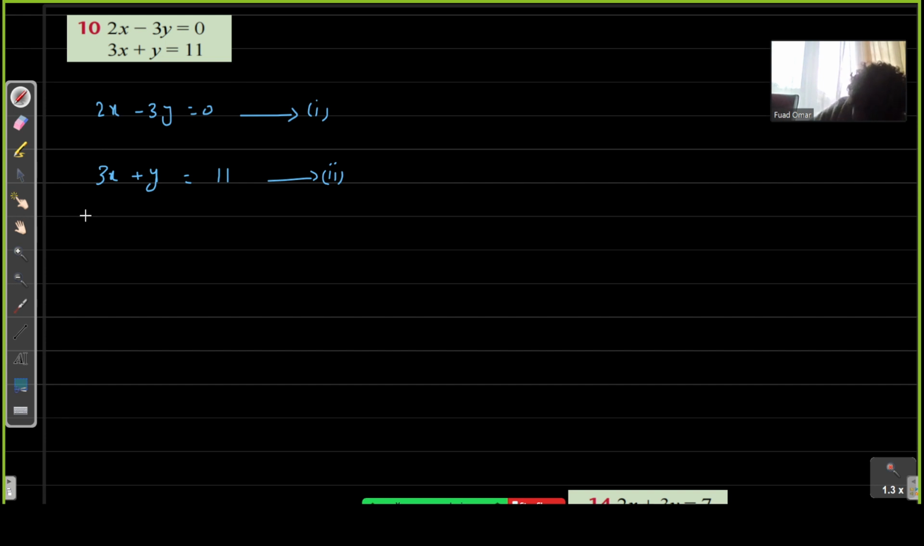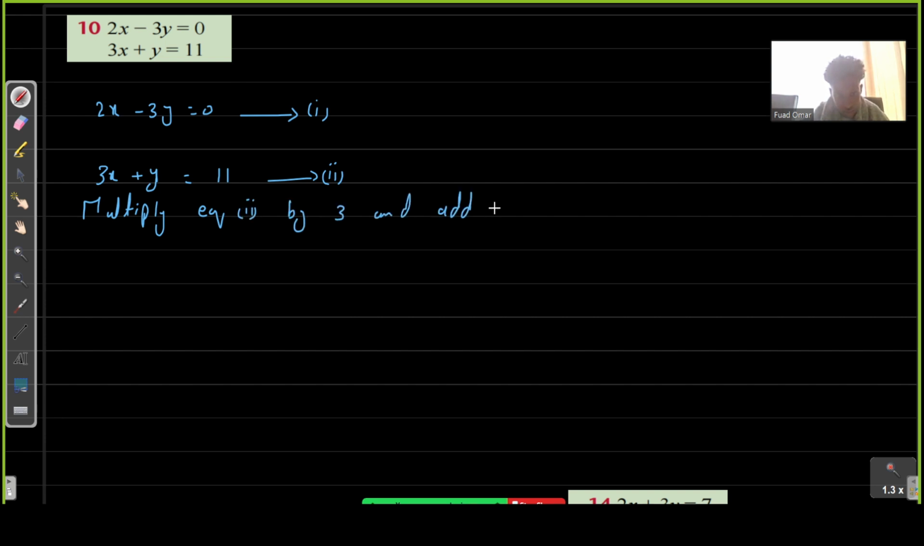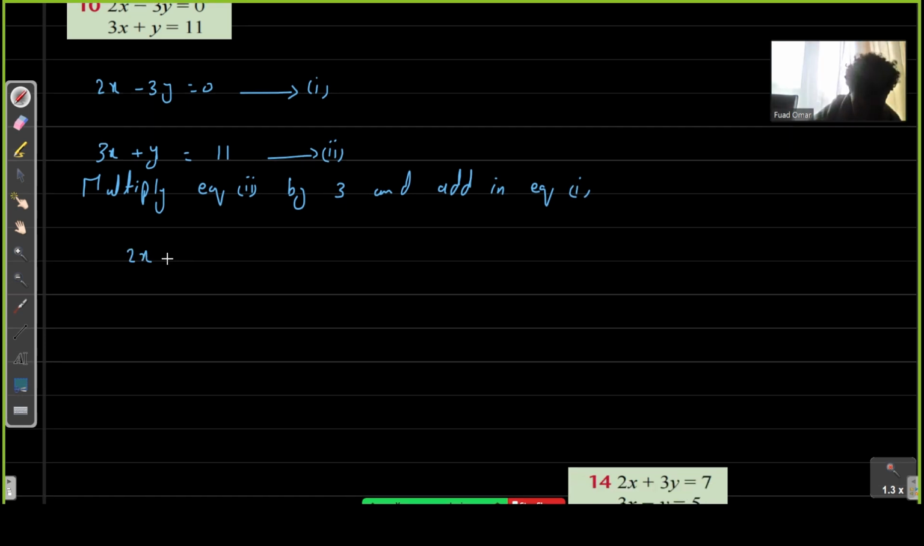Okay, so I'm gonna multiply and add both of them. Multiply equation 2 by 3 and add to equation 1. Equation number 1 should remain the same. So I'm gonna multiply equation number 2 with 3. So 3 3s are 9x plus 3 y's are 3y, and 3 times 11 is 33.